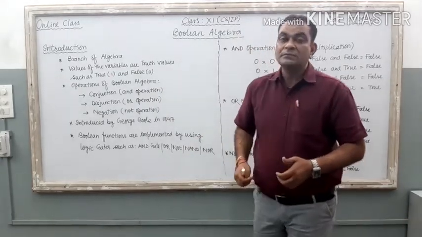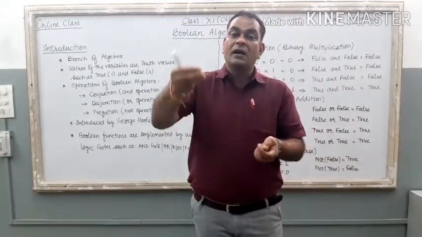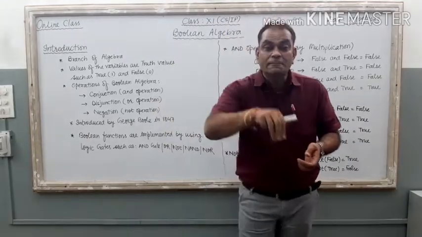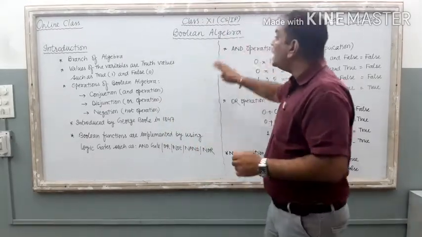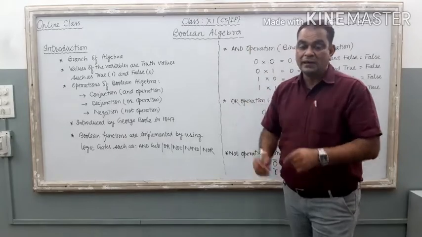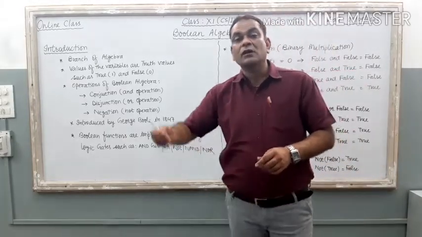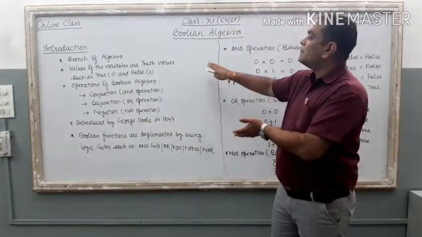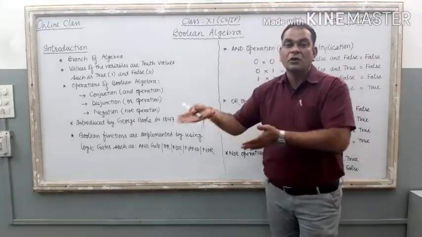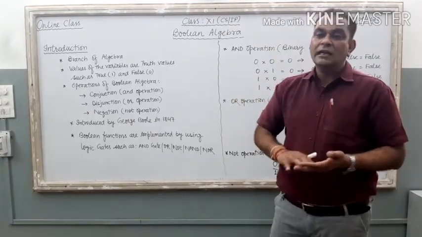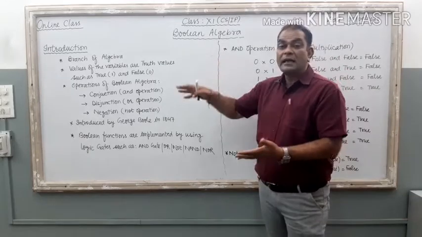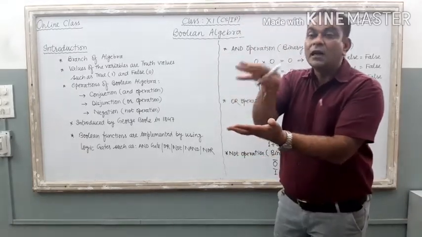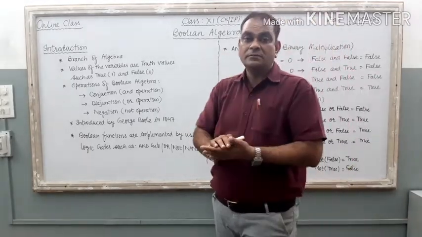Now the point is, why is this branch of mathematics included in our computer science or informatics practices subject? Our computer also works on 1 and 0, and this algebra also works on 0, 1, 1, 0 only. So here Boolean algebra is included, attached with the normal computer operations.